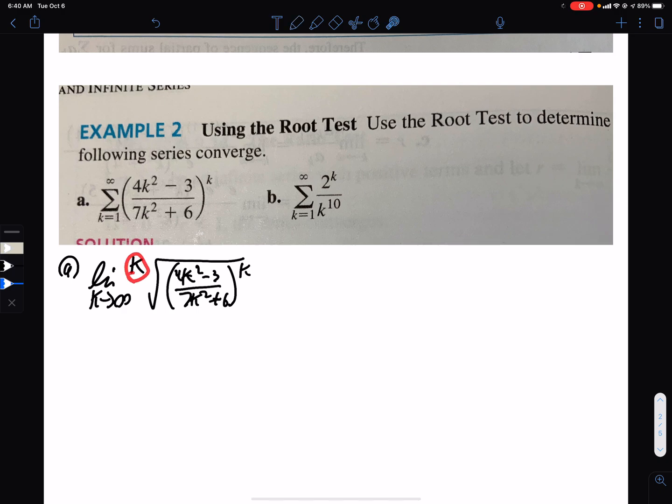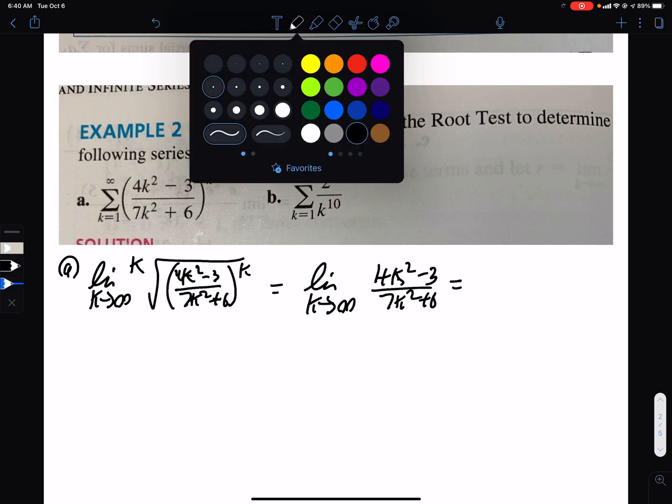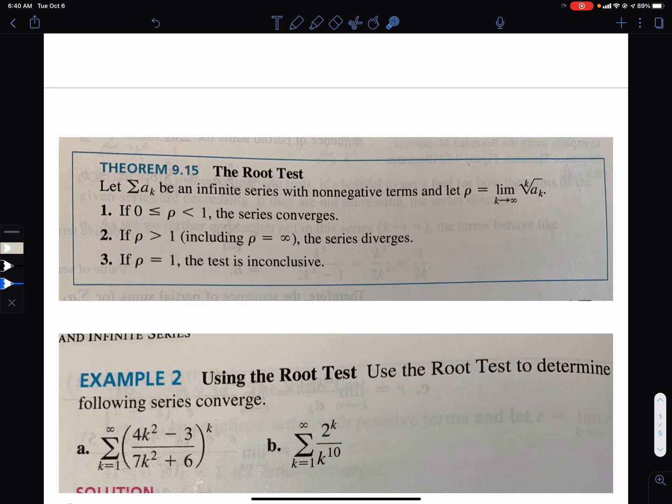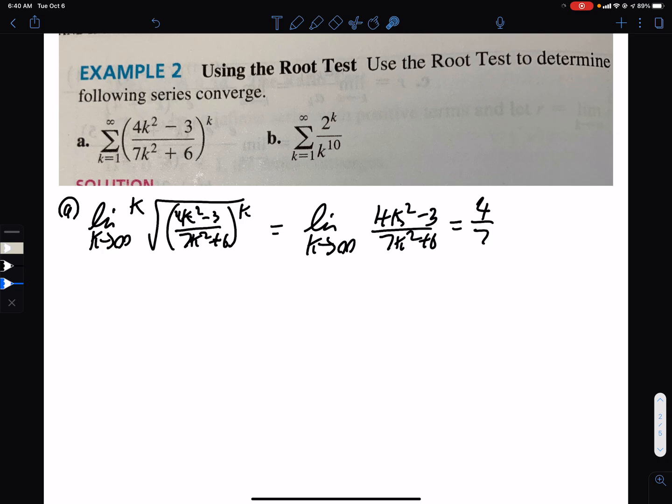The nice thing is the kth root and the kth power cancel, and it leaves me with just the inside: 4k squared minus 3 over 7k squared plus 6. Now from AB, you should be able to find this limit. Technically what you do is divide top and bottom by k squared. If you don't remember that, you might have to review it. But I know this answer is going to be 4/7. 4/7 is between 0 and 1. So I can say, therefore, this series converges. Done. So that's it for that one.